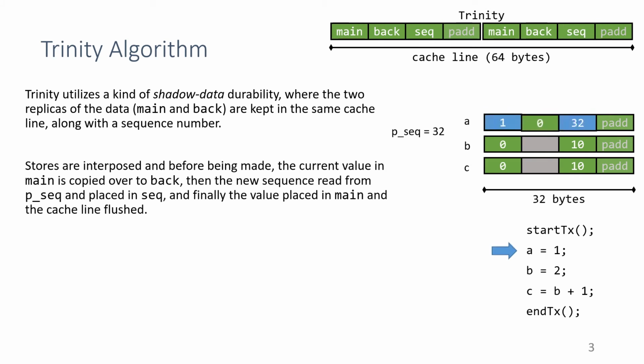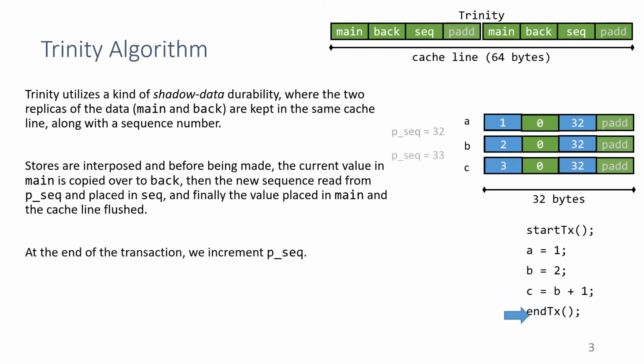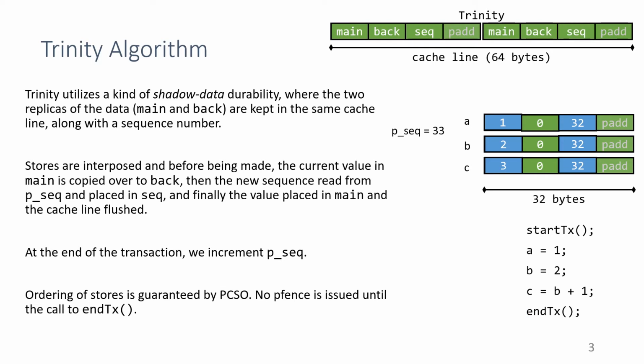Stores are interposed as we go along in the transaction, and we keep the old value on the back. We copy the old value to the back, and we write directly in place on the main the new value. So as you can see, when we did a equals 1, b equals 2, we wrote directly into the place for main. And we updated in the end the transaction number to be the new transaction number, which is 32.